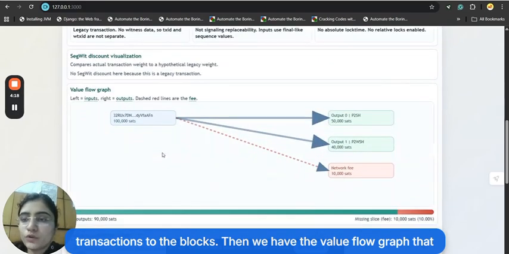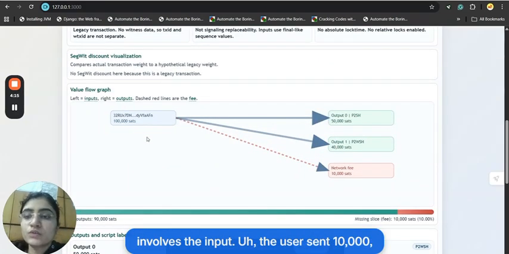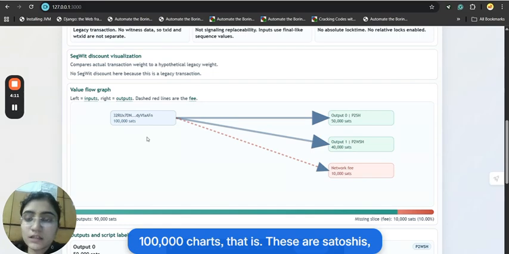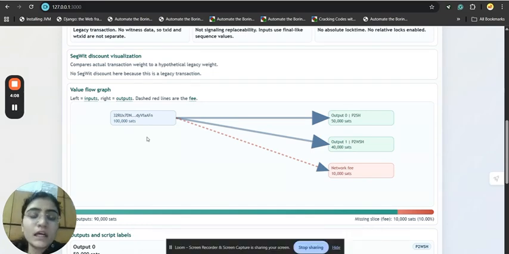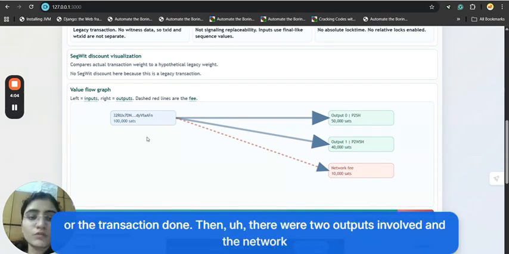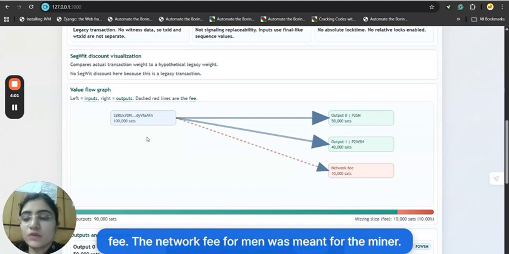Then we have the value flow graph that involves the input. The user sent 100,000 sats, that is the satoshis, which is the denomination for Bitcoin, on the transaction done. Then there were two outputs involved and the network fee. The network fee was meant for the miner.